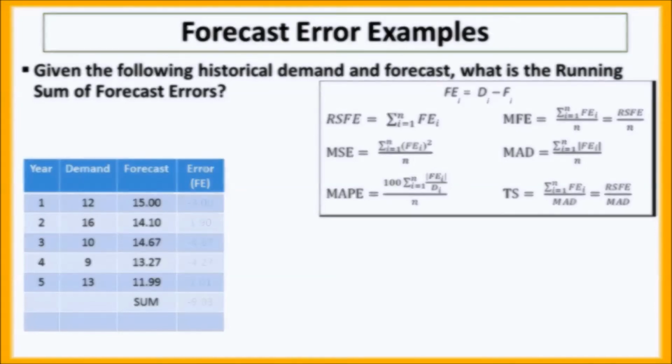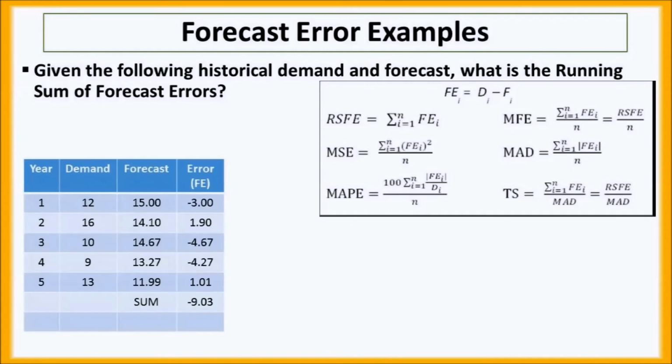All right, here's what you should have found. We're going to calculate the error. And remember, the errors can be positive or negative. So when you calculate forecast error, use the formula that's shown here. It's going to be the demand minus the forecast. So you can see here in year 1, 12 minus 15 is negative 3. 16 minus 14.1 is 1.9, and so forth. We then take the sum of those errors. That sum there in year 6 is the running sum of forecast errors for all of the data that we have.